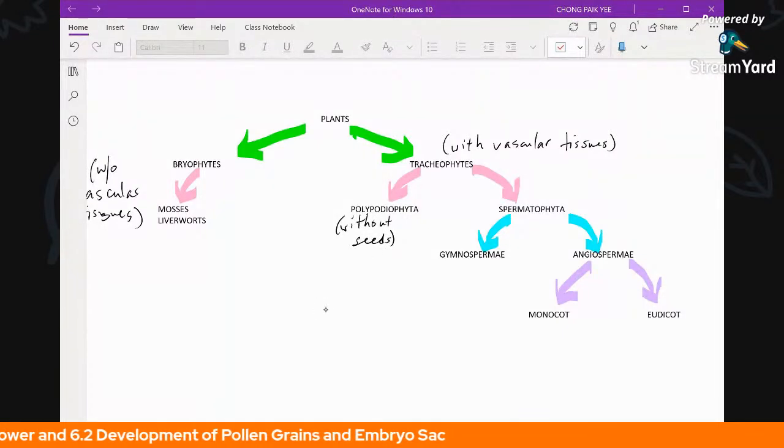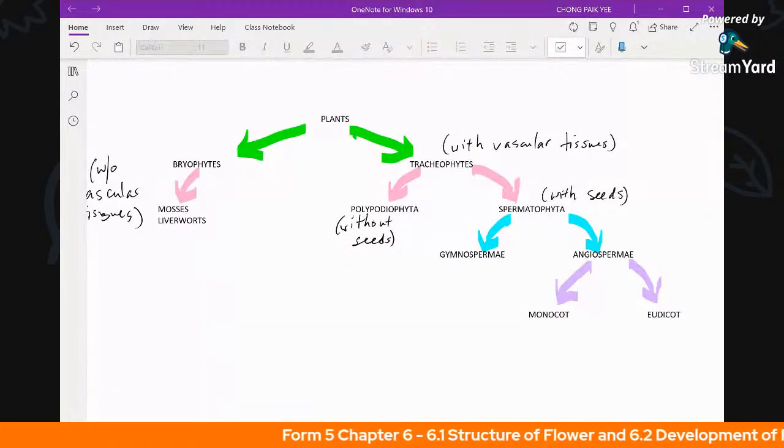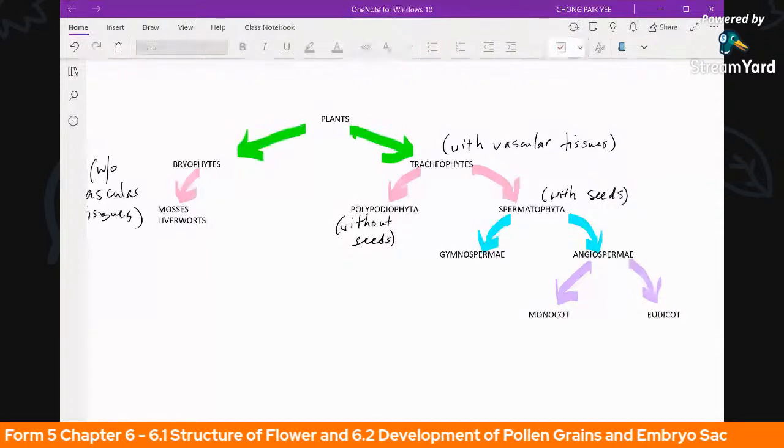And spermatophyta, these are plants with seeds. With seeds, they are actually more advanced. They're more advanced, and the more primitive ones would be these mosses and liverworts.